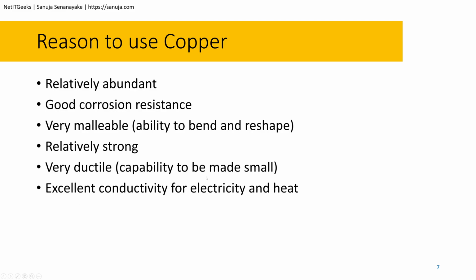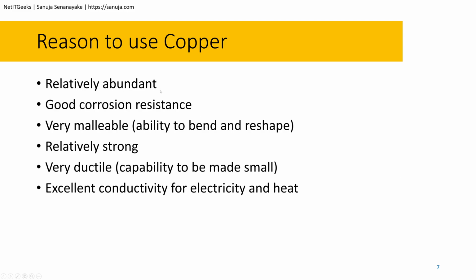So that will also help us shape the wires the way we want, and ductility also allows us to make small strands of wire to create those woven wires, for example. And copper is also excellent for conductivity of electricity as well as heat. So it allows us to send data across, which are electrons, in Cat6, Cat5 cables, for example, because it has very good conductivity. So that's why we use copper.